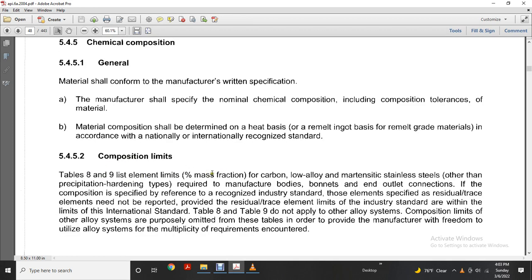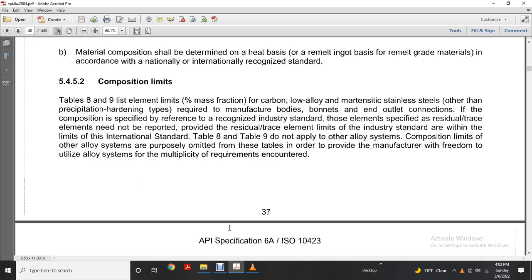Composition limits, Tables 8 and 9: limits for carbon and low alloy, martensitic stainless steel, and precipitation hardening types, required for manufacturer body, bonnets, and the outlet connections. If the composition is specified by a recognized industry standard, the residual trace elements specified shall be reported, limited to the industry standard and within the limits of the international standard. Tables 8 and 9 do not apply to other alloy systems. Composition limits for other alloy systems are purposely omitted from these tables in order to provide the manufacturer with the freedom to utilize alloy systems to meet the multiplicity of requirements encountered.